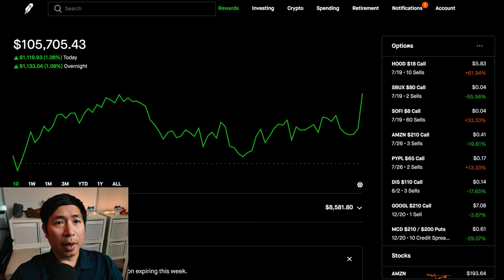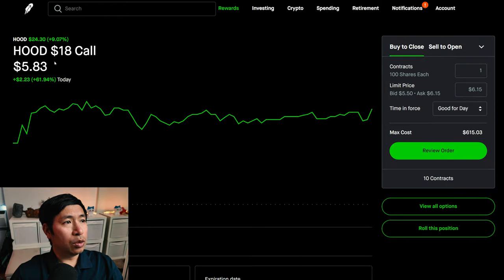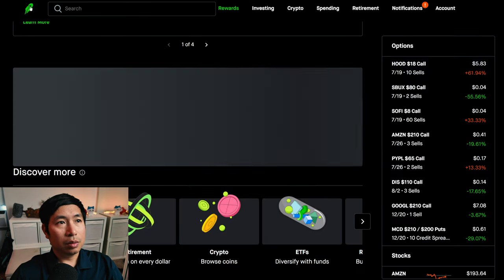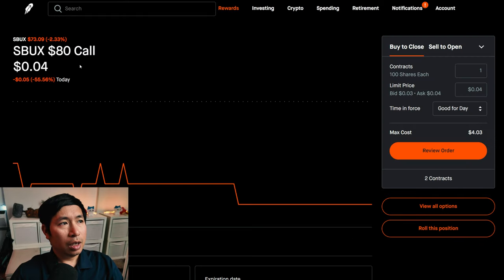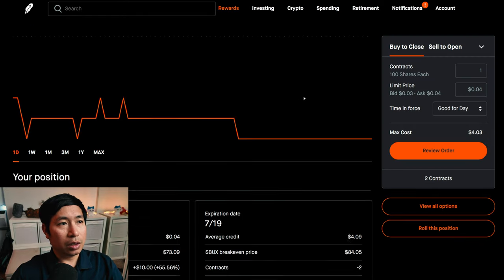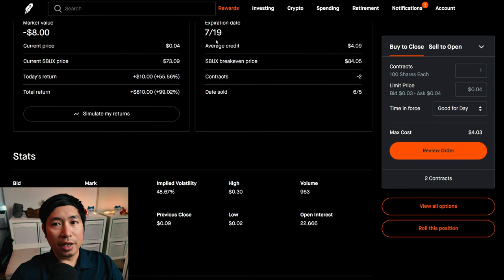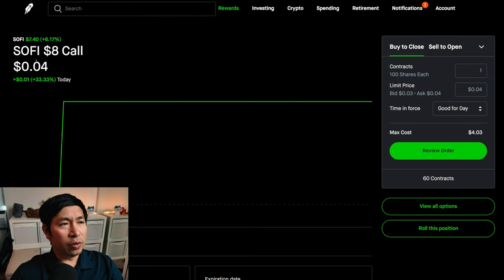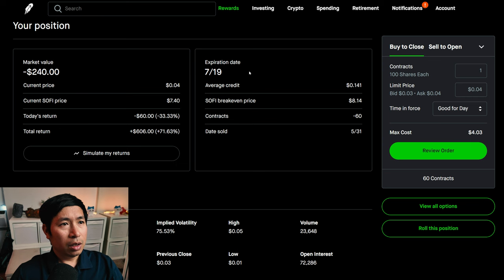Here are my positions. For my options, I'm selling Robinhood $18 covered calls. These expire July 19. My total return, I am down $1,230. I'm selling Starbucks $80 covered calls. These expire July 19. My total return, $810. I'm selling SoFi $8 covered calls. These expire July 19. My total return, $606.